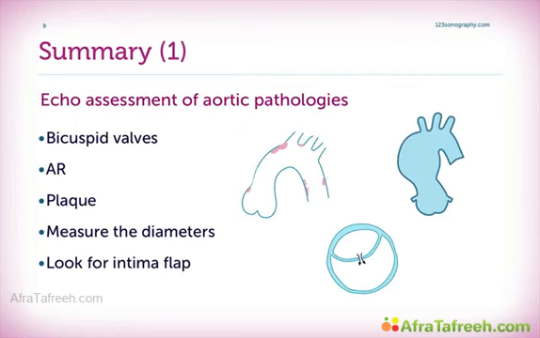When assessing aortic pathologies, look for bicuspid valves, aortic regurgitation, especially in annular dilatation of the aortic root, for plaque, which are also visible, especially from a parasternal long axis approach. Don't forget to measure the diameters, and if you suspect dissection, look for an intima flap, a true lumen, and a false lumen, which can be partially thrombosed.